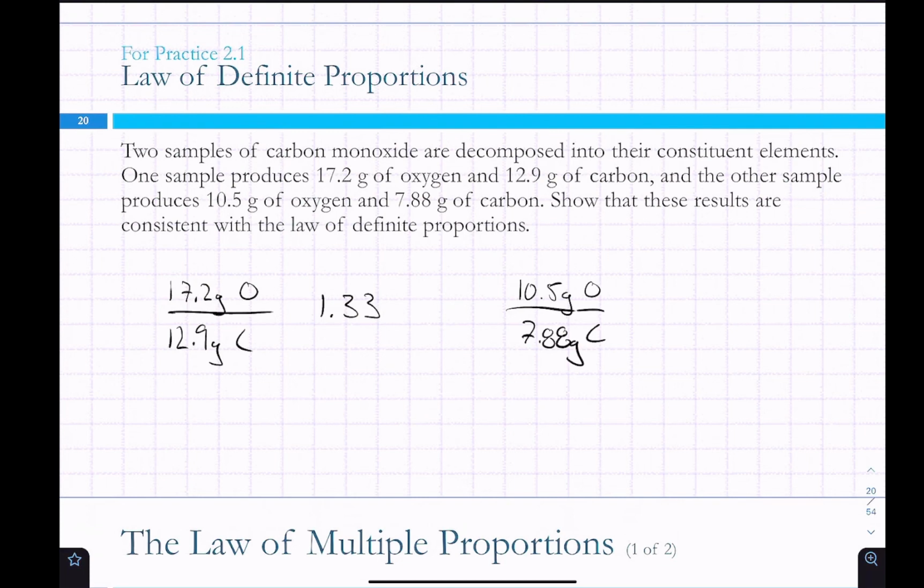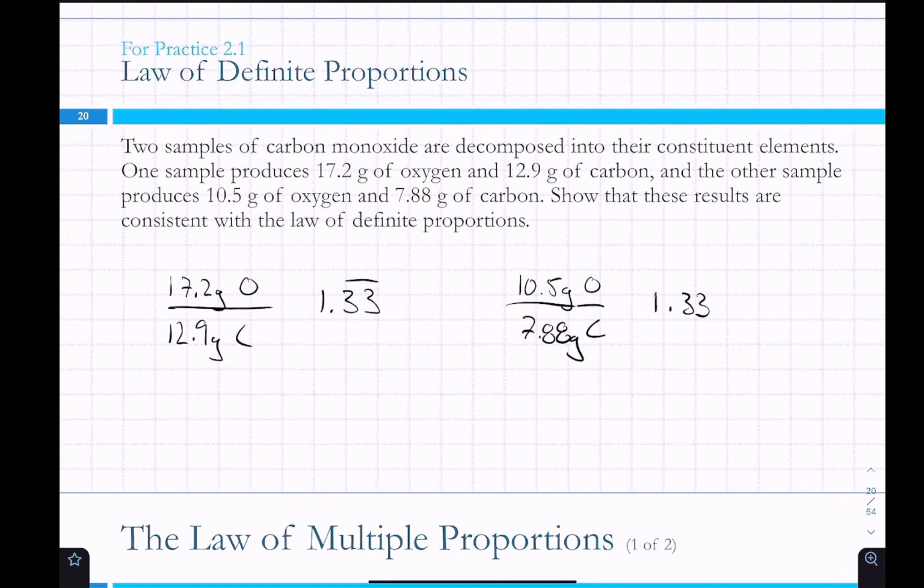And then for the other one, did this follow the law of definite proportions? It's not repeating though, but yeah, it's still. Yeah, so here, even though this one is 1.33 repeating, and this one does 1.33248 and goes on, to our level of precision here, 3 sig figs, they're the same. Cool.